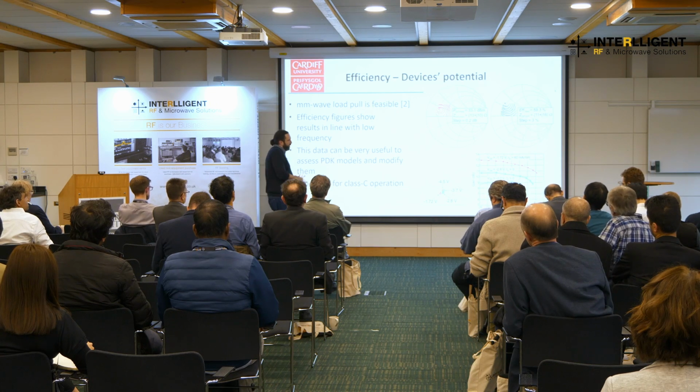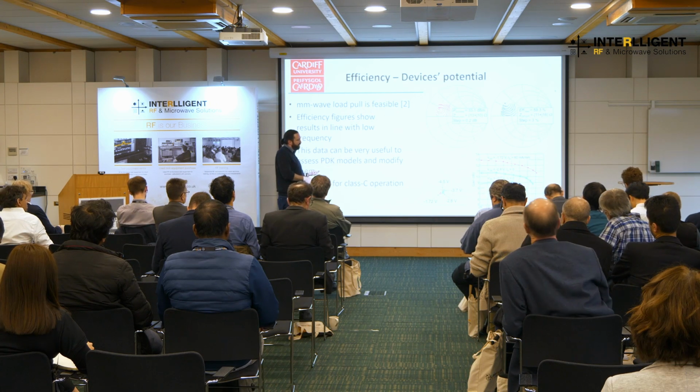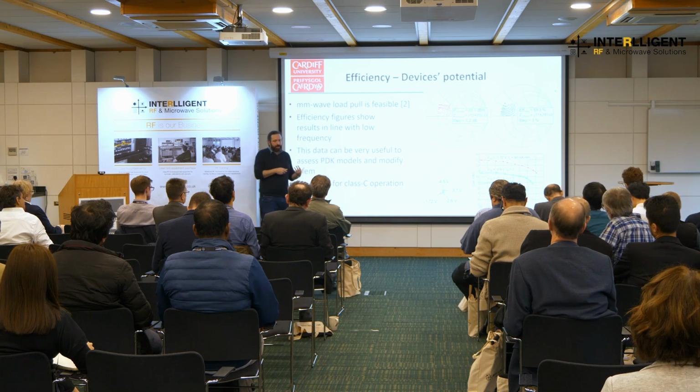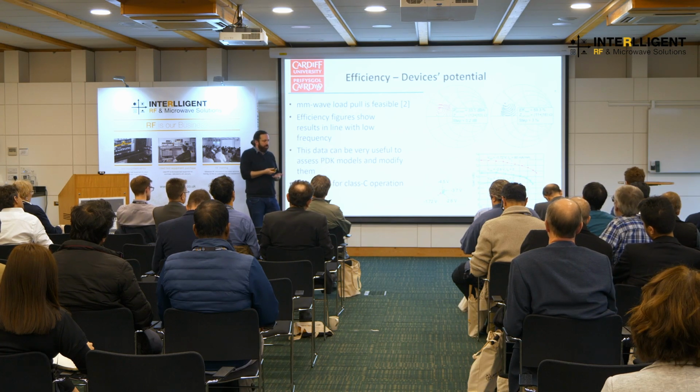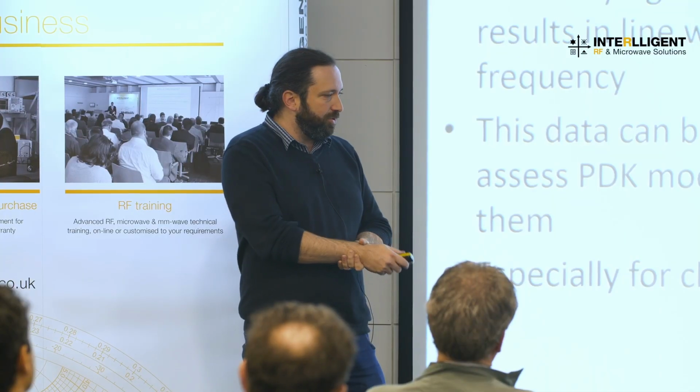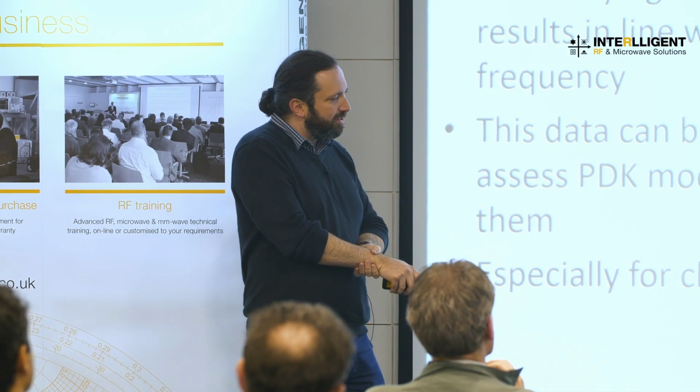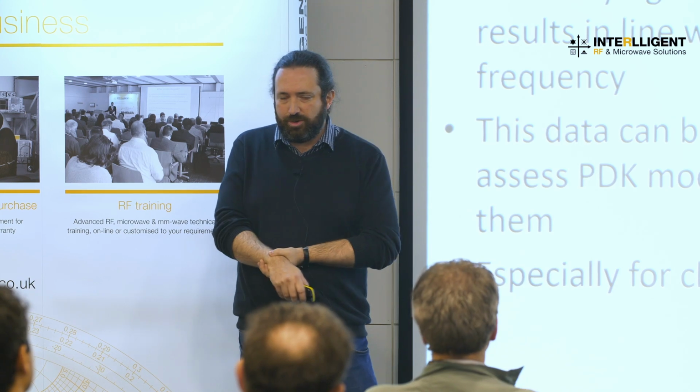And you see what you expect, right? You start biasing in class C, you lose gain, you lose a bit of power as well. So you have to be a little bit careful in the way you choose your devices when you're trying to combine them for a Doherty. Because the main issue is sometimes overlooked.